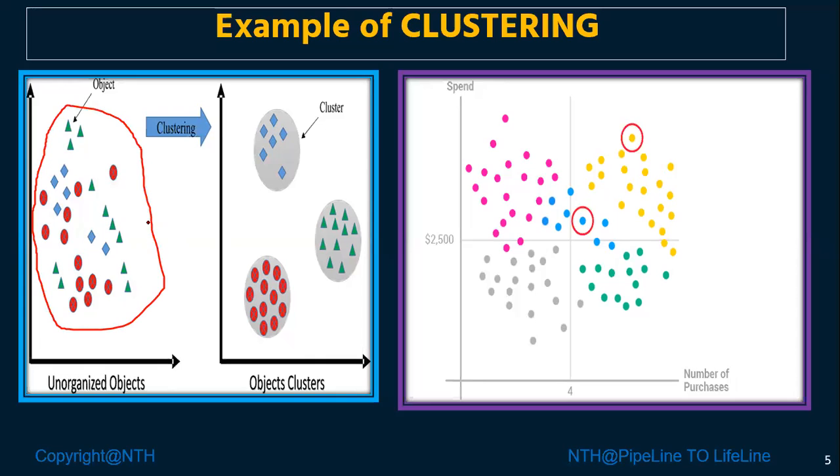Here, the green, red and blue colors are the engineering colleges. Let us assume so. They might be located physically in different locations, but they are not meaningful. I told you they are unorganized objects because they are mixed objects. But I want to cluster these objects automatically. This is one engineering college, this is one engineering college, this is one engineering college, and so on.